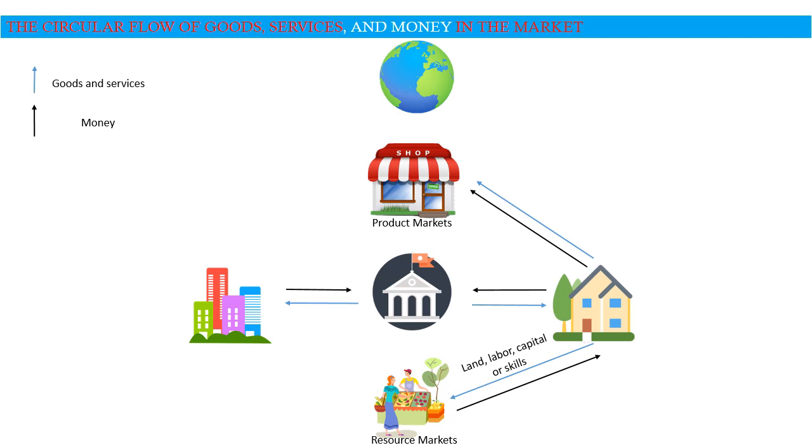The government also collects resources from the resource market and goods and services from the product market. Business incurs costs to collect resources from the factor market, so the resource market gets money from the business. On the other hand, a business sells its goods and services to the product market. In return, the business generates revenue. For an open economy, the product market imports and buys exports.